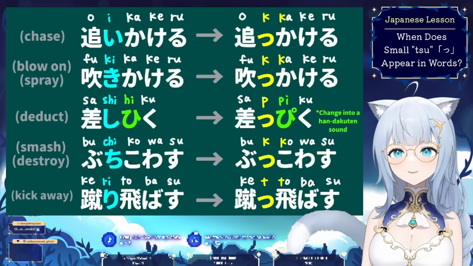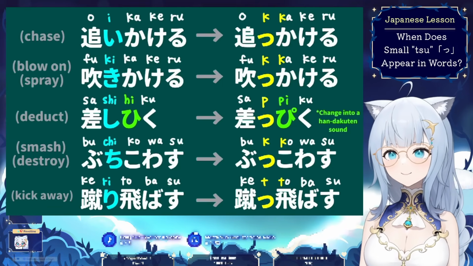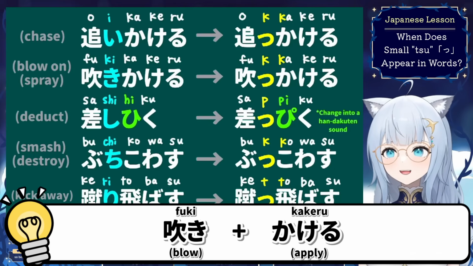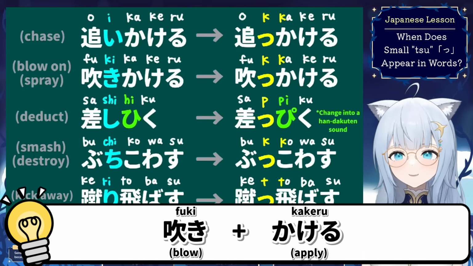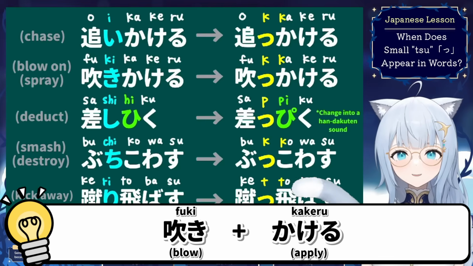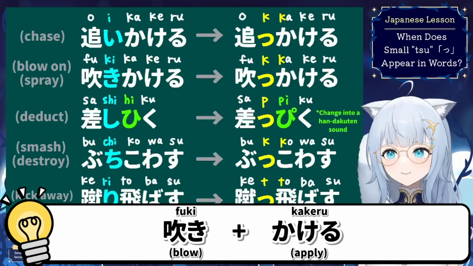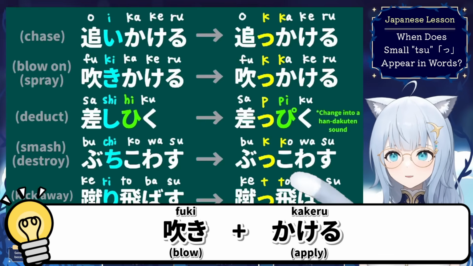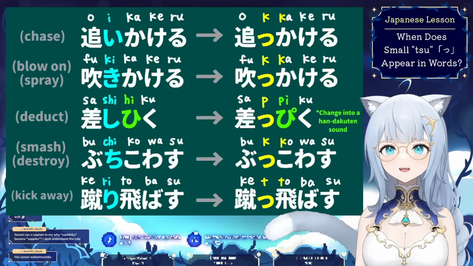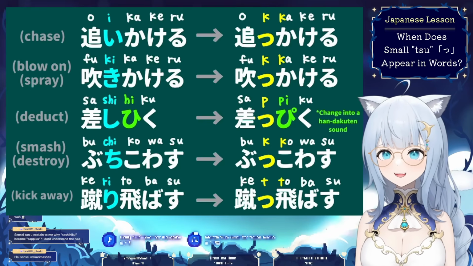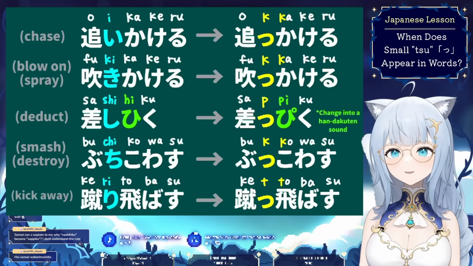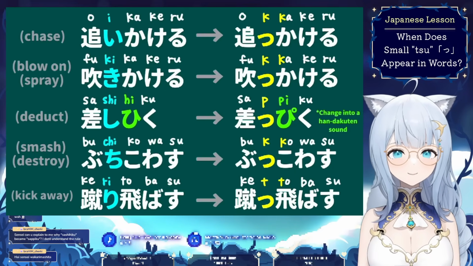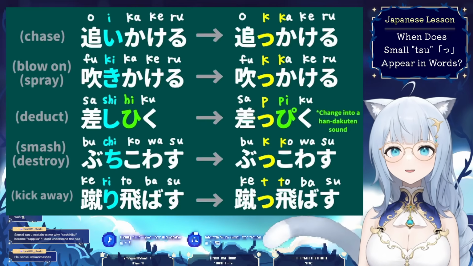And the second one, fukikakeru. It's also fuki and kakeru. This fuki is the masu stem of fuku. Fuku is the dictionary form, which means to blow. Fukikakeru means blow on or spray. And the last sound of fuki is ki, so it changes into small tsu: fukkakeru.